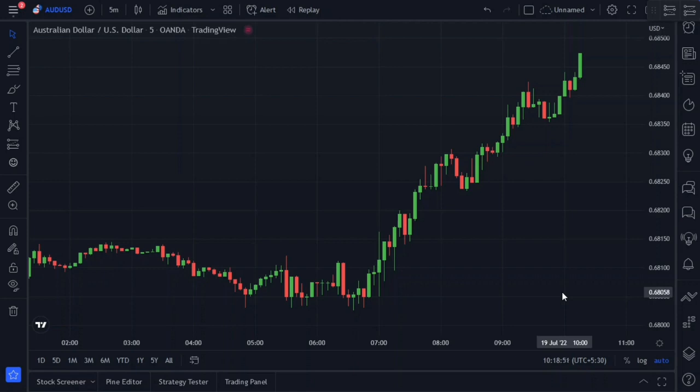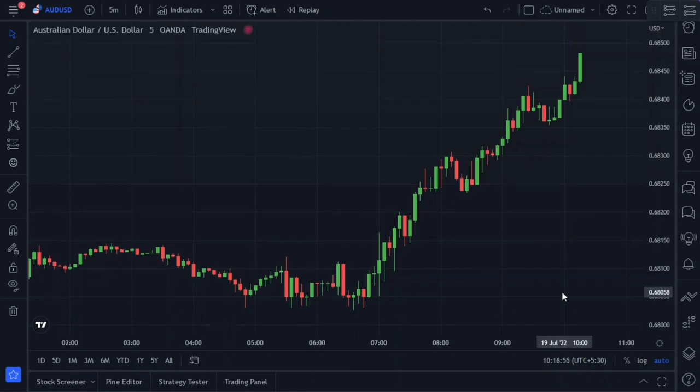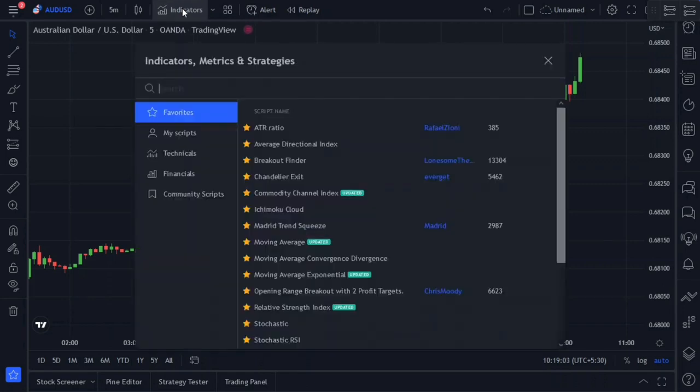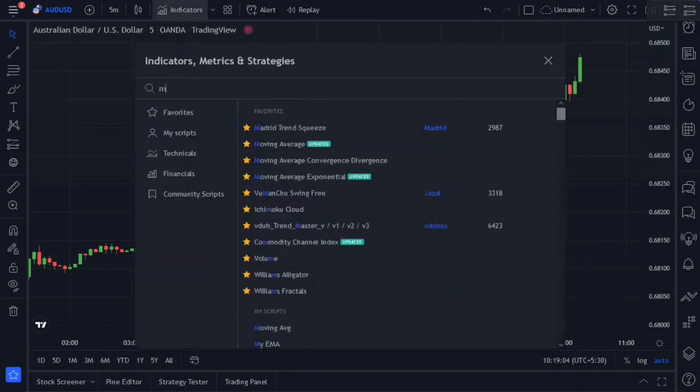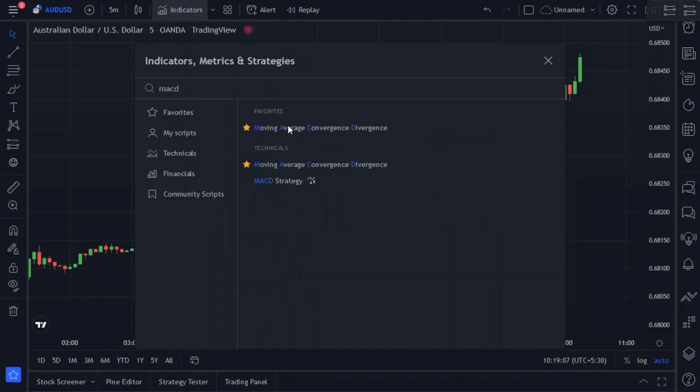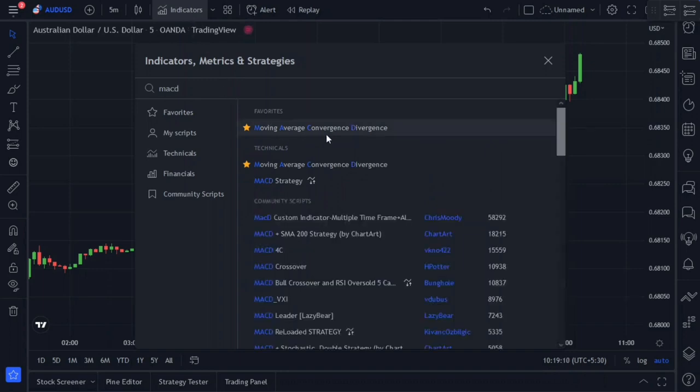Since this is a short-term momentum trading strategy, we will use the 5-minute time frame for our analysis. So let's first add the MACD indicator to our chart. To do that, here we click on Indicators and type MACD in the search box. Add it to the chart.